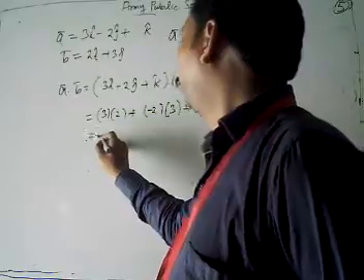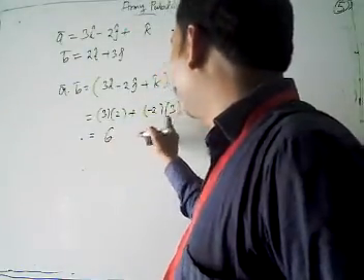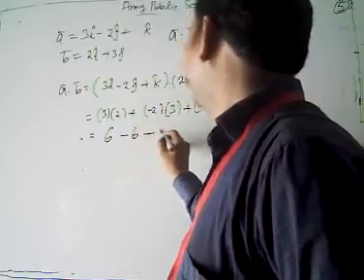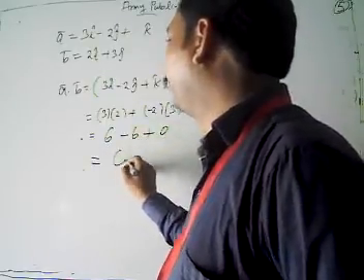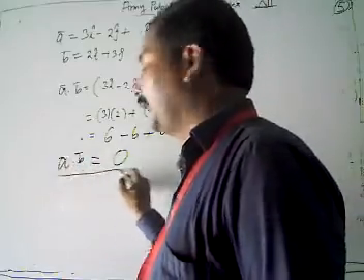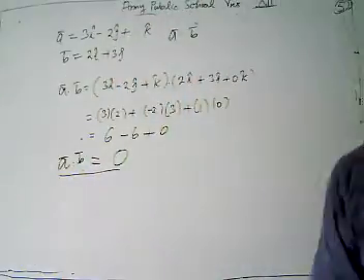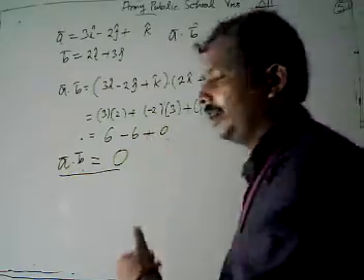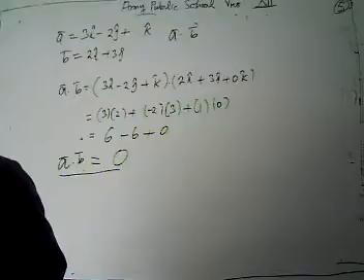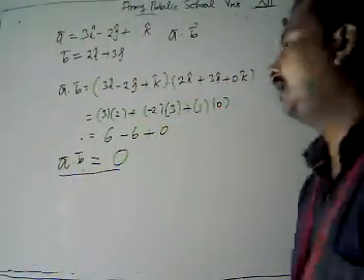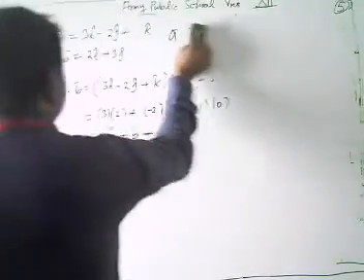Now what is our value of 3 into 2? 6. We get here 3 into 2 is 6, plus minus 2 into 3 is minus 6, plus 1 into 0 is 0. We get 6 minus 6, which is 0, which means the product of our vectors a dot b is 0. What is the meaning of vector a dot b being 0? We get 0 here, which means we can say that these two vectors are perpendicular to each other.